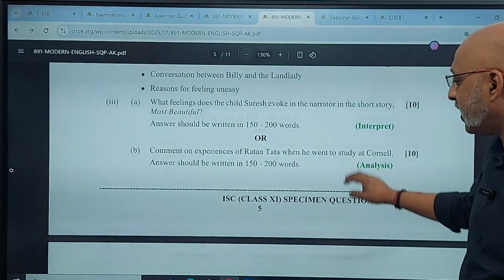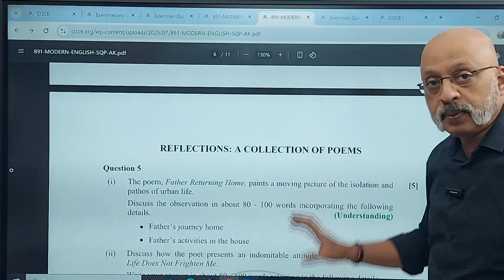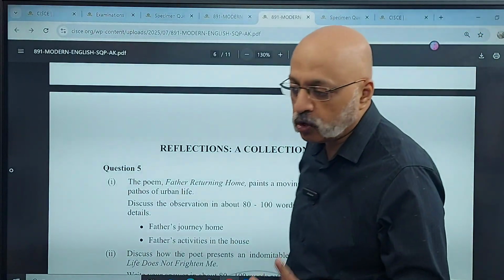Next, the last section, as I said, is on reflections, the same kind of format, 5 mark plus 10 mark. The 10 marks is where you have choice.